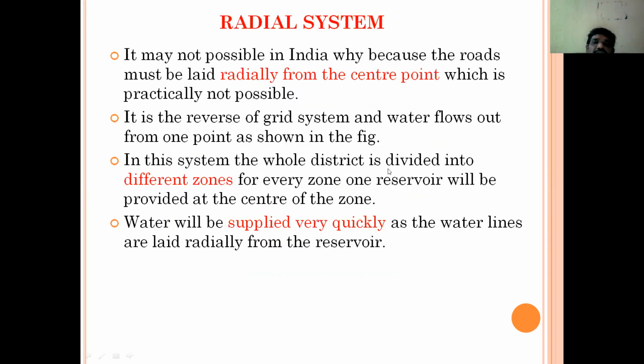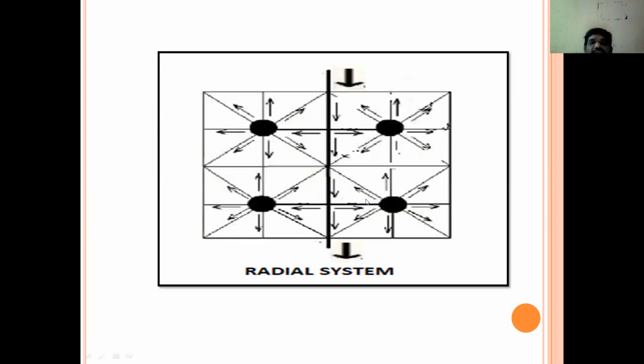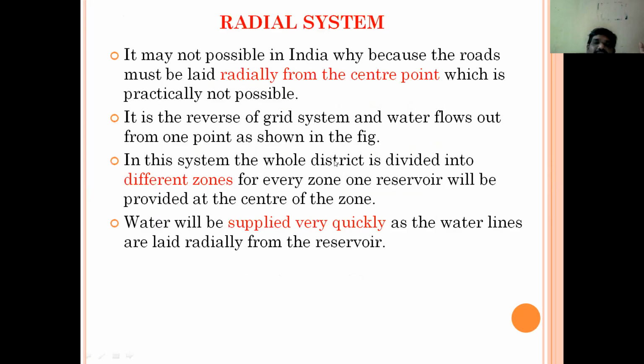In this system, the whole district is divided into different zones. For every zone, one reservoir will be provided at the center of the zone. Water will be supplied very quickly because the water lines are laid radially from the reservoir. This is about the radial system.